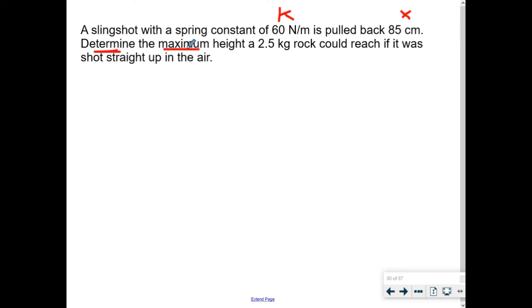The question says, figure out the maximum height a 2.5 kilogram rock, that's a mass, could reach if you shot it straight up in the air. So in our scenario, we're going to take a slingshot, aim it straight up in the air, pull it back, and let it go, phew. Right off the bat, will there be a 100% energy conversion? I even just made the sound effect. Phew. There's going to be sound, right? Which means that is there 100%? No, right? There's going to be air resistance, there's going to be friction. But what we more or less have is a scenario that looks like this. Your elastic spring energy will get converted into kinetic energy.